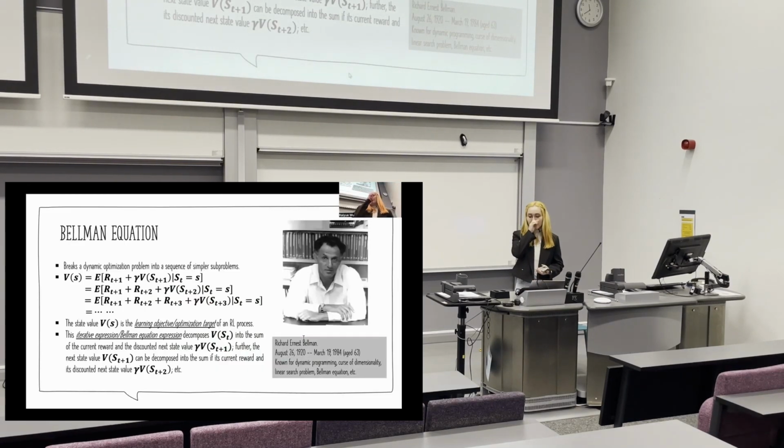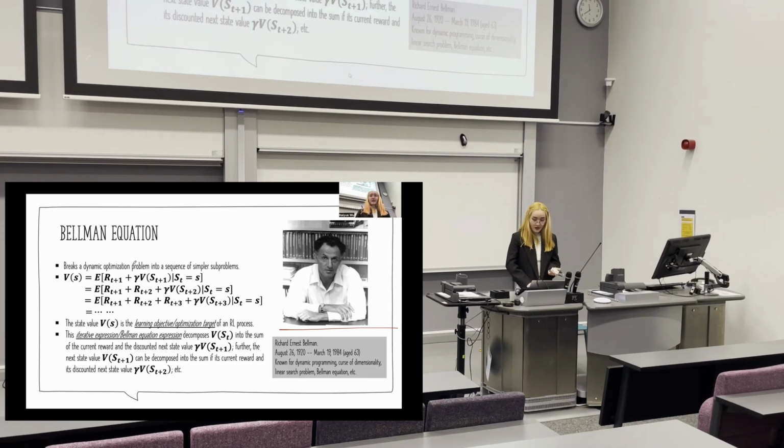Okay, so now we've mentioned the concept of Bellman equation. Here, I would like to discuss more about it. It is named after Richard Bellman, who invented it. So this is a picture of him. He is also known for dynamic programming, curse of dimensionality, linear search problem, etc. A Bellman equation basically breaks a dynamic optimization problem into a sequence of simpler sub-problems.